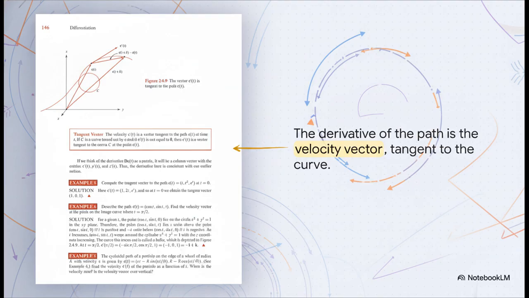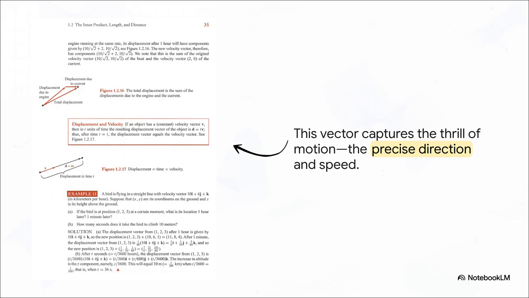At any single instant, this vector is tangent to your path, it points in the exact direction you're moving, and its length tells you your instantaneous speed. So, the crucial point here is that this derivative vector perfectly captures that immediate feeling of motion. Just think about a roller coaster. At the very top of a loop, your velocity vector might be purely horizontal. But a split second later, as you're hurtling toward the bottom of a drop, it's pointing straight down and it's much, much longer, showing just how fast you're going.